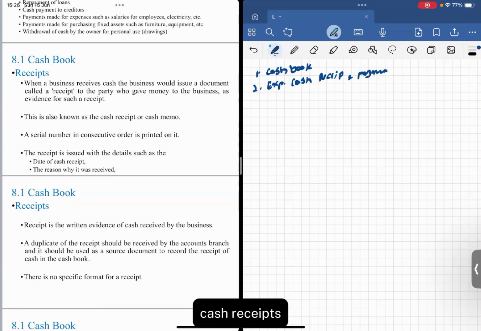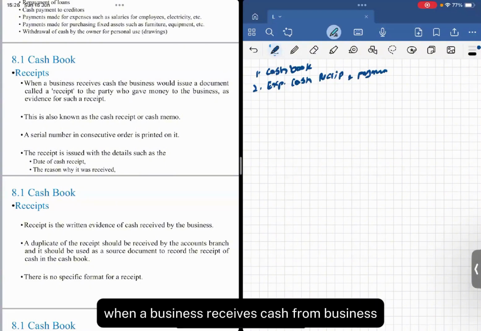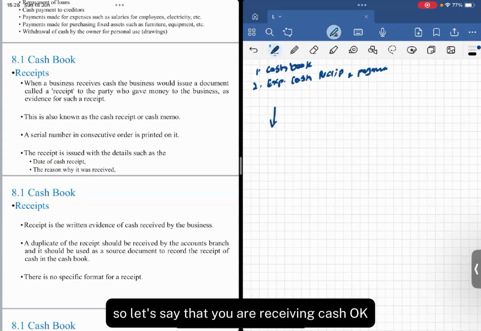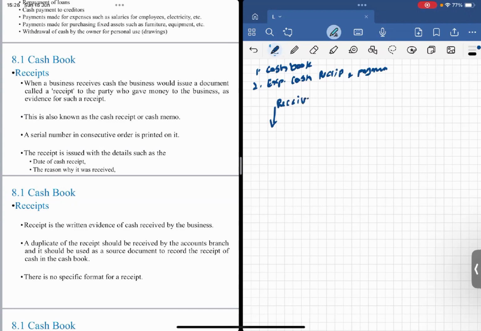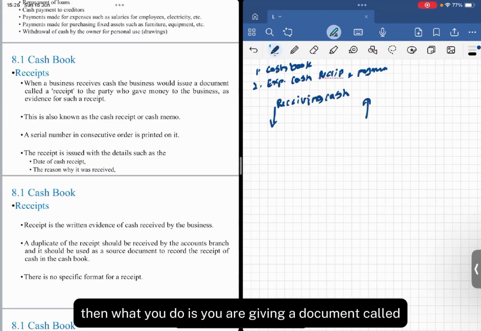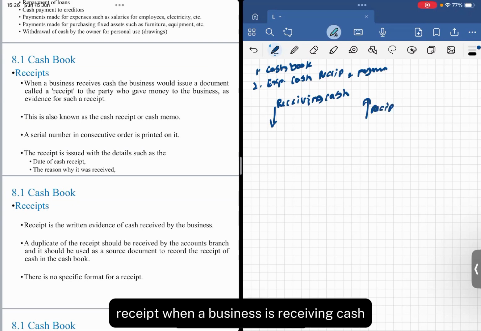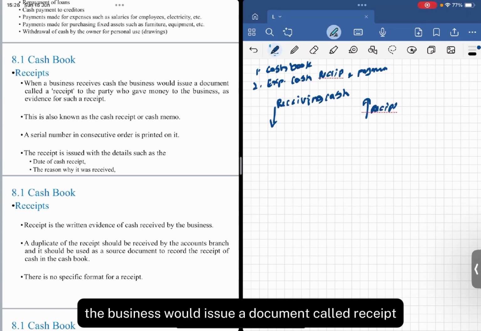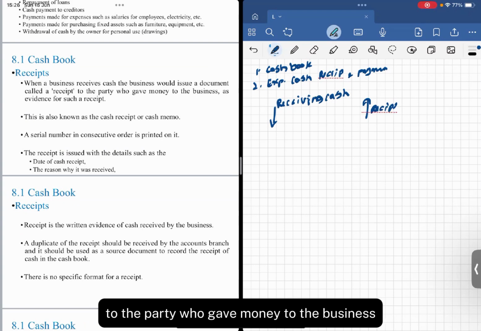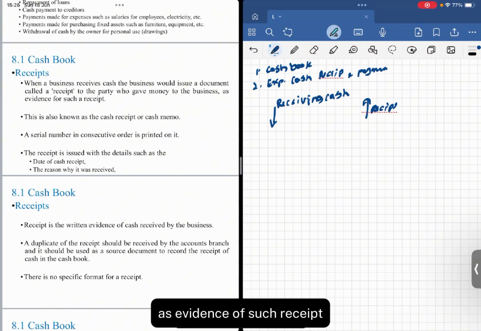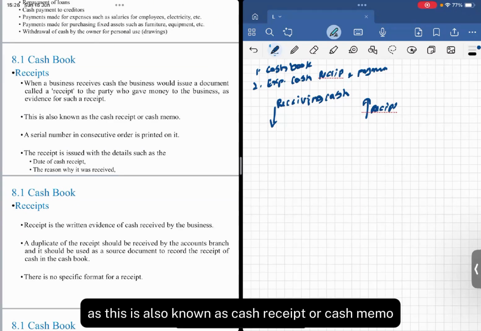Cash receipts. When a business receives cash, it would issue a document called receipt. So let's say that you are receiving cash. Then what you do is you give a document called receipt. The business would issue a document called receipt to the party who gave money to the business as evidence of such receipt. This is also known as cash receipt or cash memo.